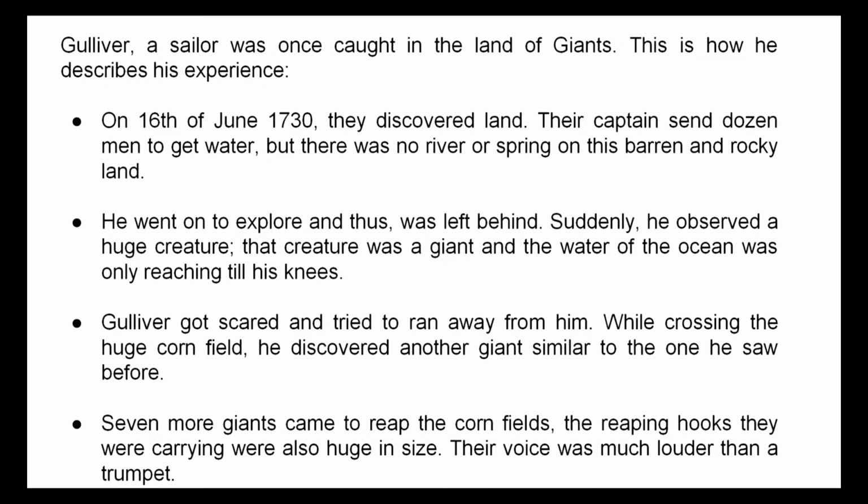On 16th of June 1730, this is how, children, we write dates in English, they discovered land. Here, they means Gulliver along with his crew. Their captain sent a dozen men to get water. Dozen means twelve men. But there was no river or spring on this barren and rocky land. So unfortunately they were unable to find any source of water.